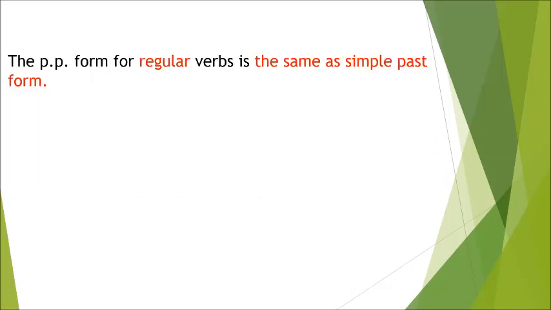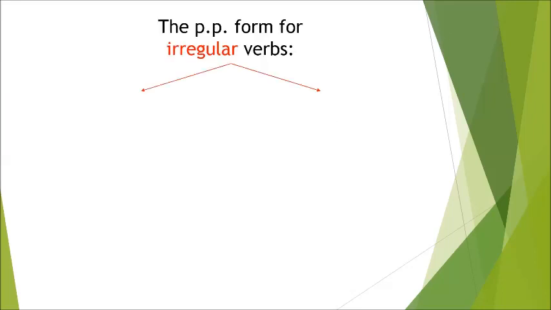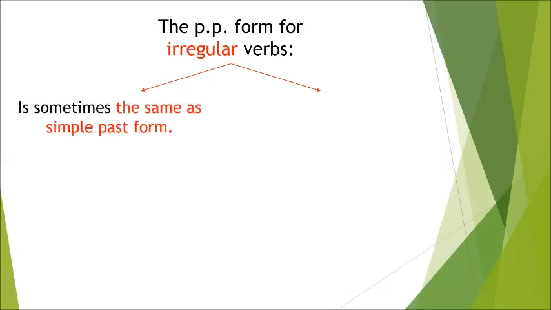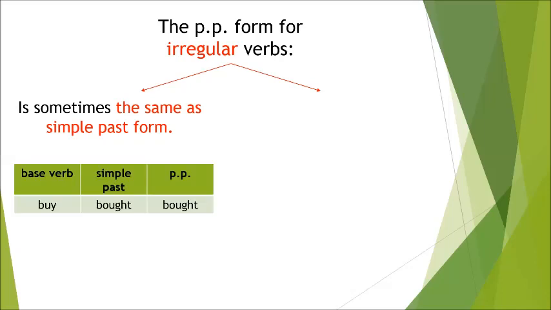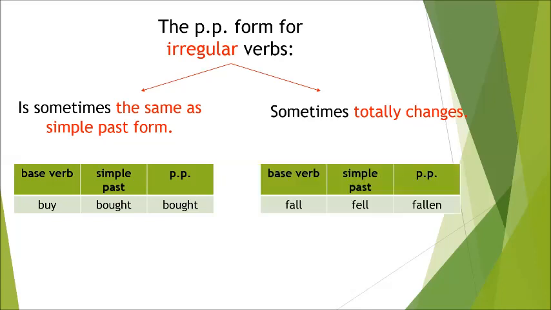The PP form for regular verbs is the same as simple past form. For example, walk, walked, walked. The PP form for irregular verbs is sometimes the same as simple past form. For example, buy, bought, and bought. Simple past and PP form are the same. However, the PP form for some irregular verbs sometimes totally changes. For example, fall, simple past, fell, and past participle form, fallen.